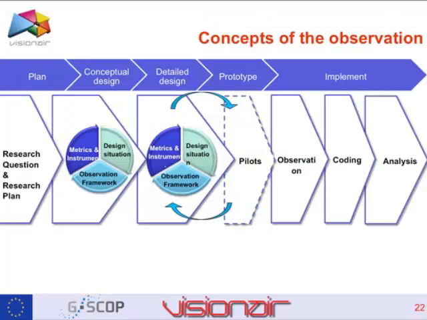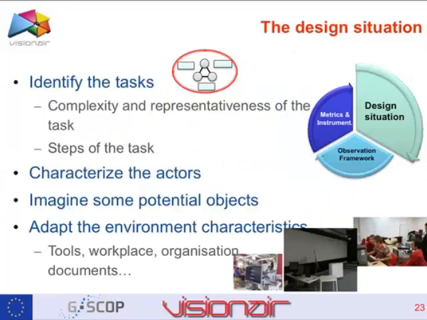After formalizing the research question, clarifying the posture, your key assumptions, and the theoretical background, the second phase of our design process is the conceptual design of the observation. It consists in a co-definition of the observation framework, of the design situation, and of the metrics and instrumentation at the same time. Let's start with designing the design situation. We already talked about the design situation and the model we are using. For that phase, we'll instantiate the situation model that we described previously.